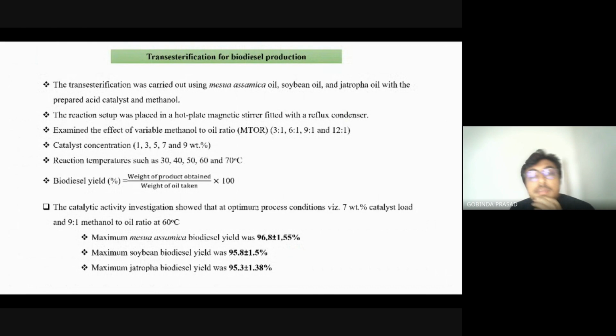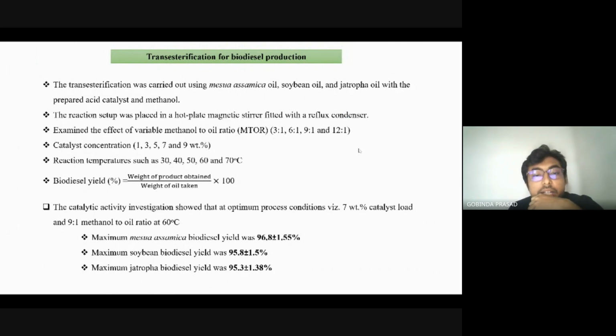Now the transesterification for biodiesel production. The transesterification was carried out using Mesua assamica oil, soybean oil, and Azadirachta oil with the prepared acid catalyst and methanol. The reaction was placed on a hot plate stirrer fitted with a reflux condenser. We also examined the effect of variable methanol to oil ratio and variable catalyst concentration at different reaction temperatures, and the obtained biodiesel yield was calculated using the formula.